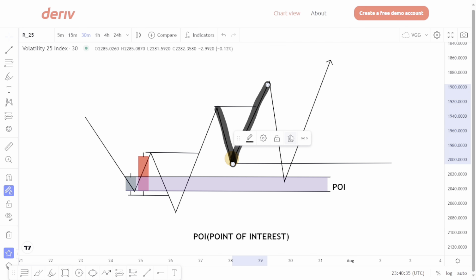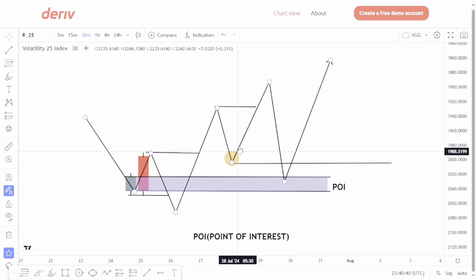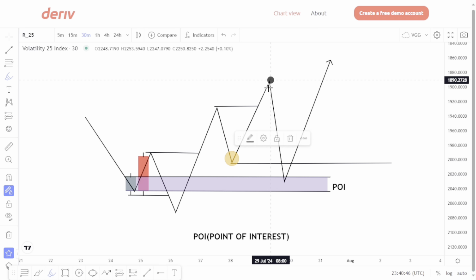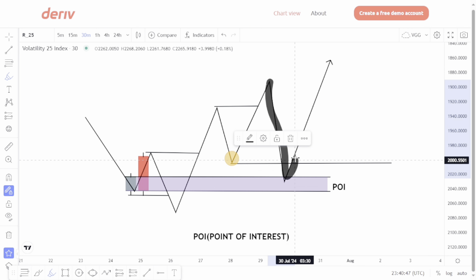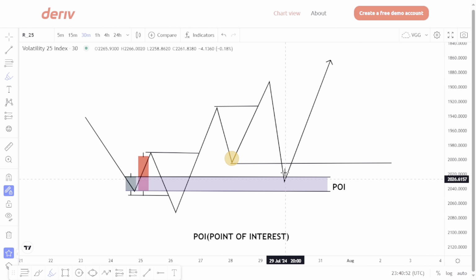I'm explaining it so that you can clearly understand, and I want you guys to pay attention. Once the break of structure happens, you want the market to come back, sweep the liquidity below this area, and then keep pushing to the upside. Once this liquidity is swept, you expect the market to go to your POI.